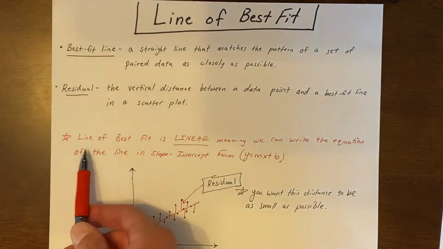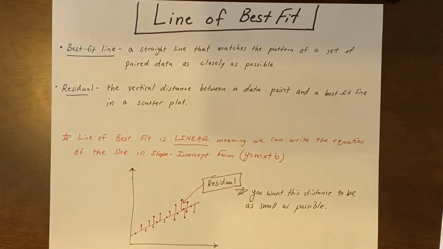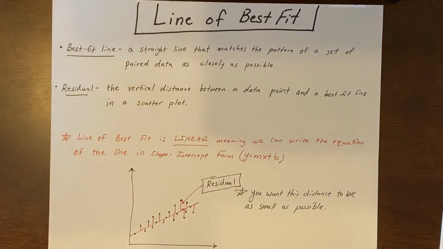So if you look here, it says the line of best fit is linear. We've heard that word a lot this year, meaning that we can write the equation of the line in slope-intercept form. And remember, this is an estimation. So once we do this, there might be a couple different equations that we could get, but they should generally be the same slope and the same y-intercept, give or take a couple numbers here or there. And remember, slope-intercept form is y equals mx plus b.